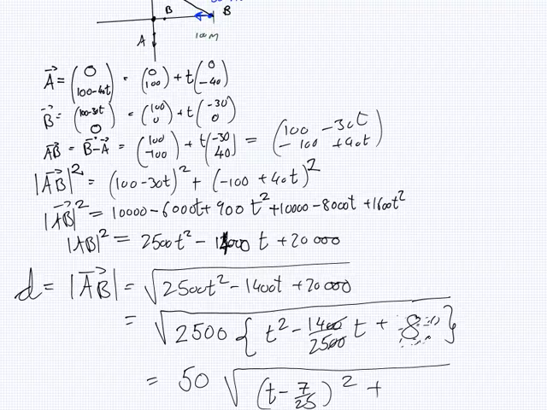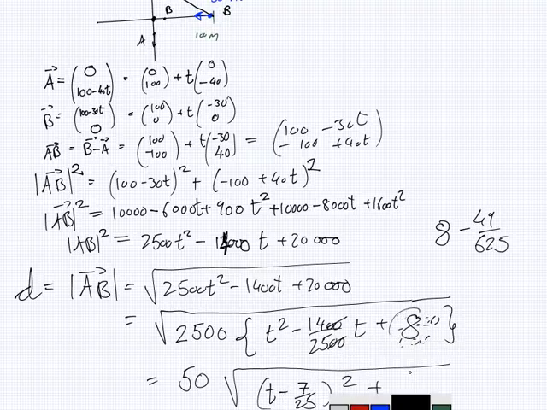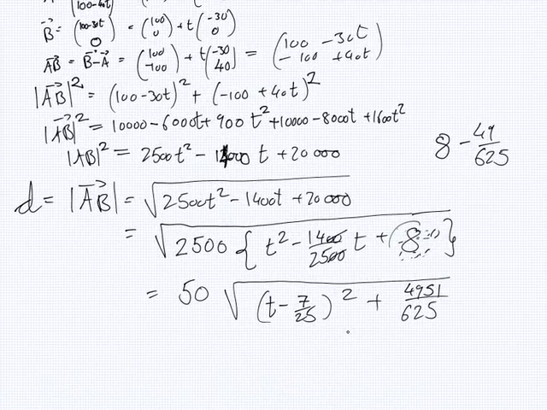And then type in on your calculator 8 minus 49 over 25. No, 49 over 625. It's this minus this squared. What do you get? 4951 over 625. Okay. So that's kind of it finished.